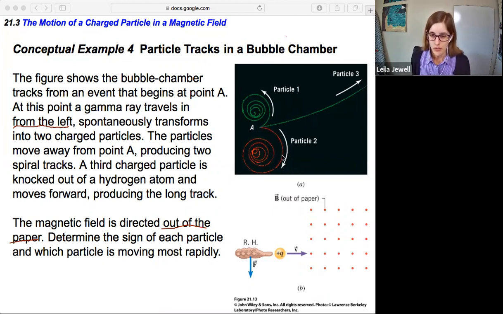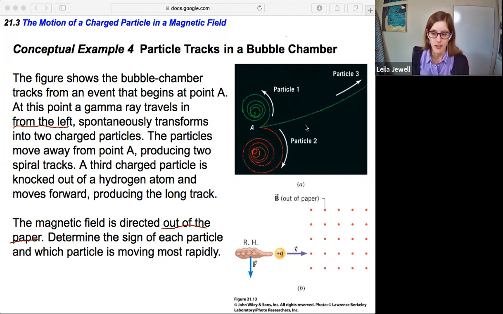Now, one of these does have a force going down. That's particle 2. For the others, the force is going in the opposite direction. How could the force be going in the opposite direction? Maybe if they are negatively charged, right? We could double check this with our left-hand rule. We have the velocity, magnetic field coming out of the paper, then the force is up. It's in the opposite direction as what we have when we use the right-hand rule. So that tells me particles 1 and 3 are negatively charged, while particle 2 is doing what we'd expect for a positive charge. It has the force going down.